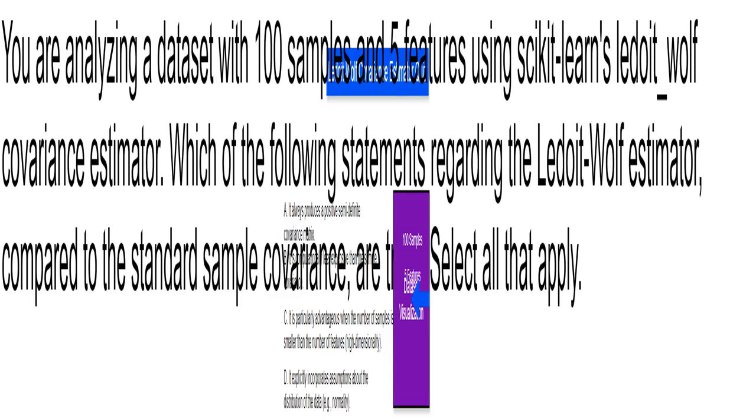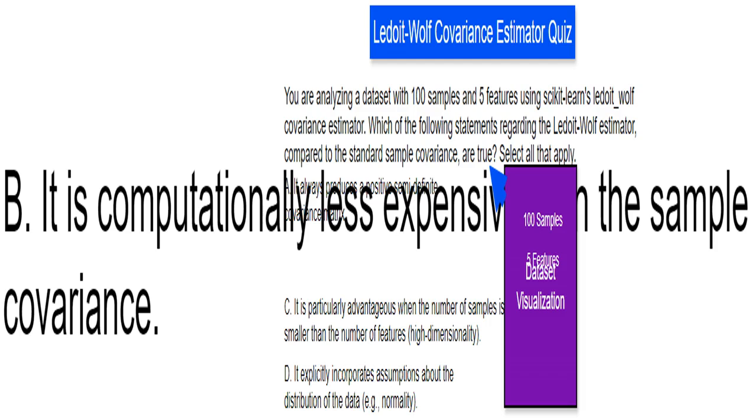We are given a dataset, 100 data points, each described by 5 characteristics. We'll use the Ledoit-Wolf method to estimate the covariance matrix, and then compare it to the typical way of calculating covariance. I'm going to explain what to look out for in the following statements. This statement claims that the Ledoit-Wolf method is faster. That's incorrect. The Ledoit-Wolf method adds extra calculations for shrinkage, making it slower than calculating the sample covariance directly.